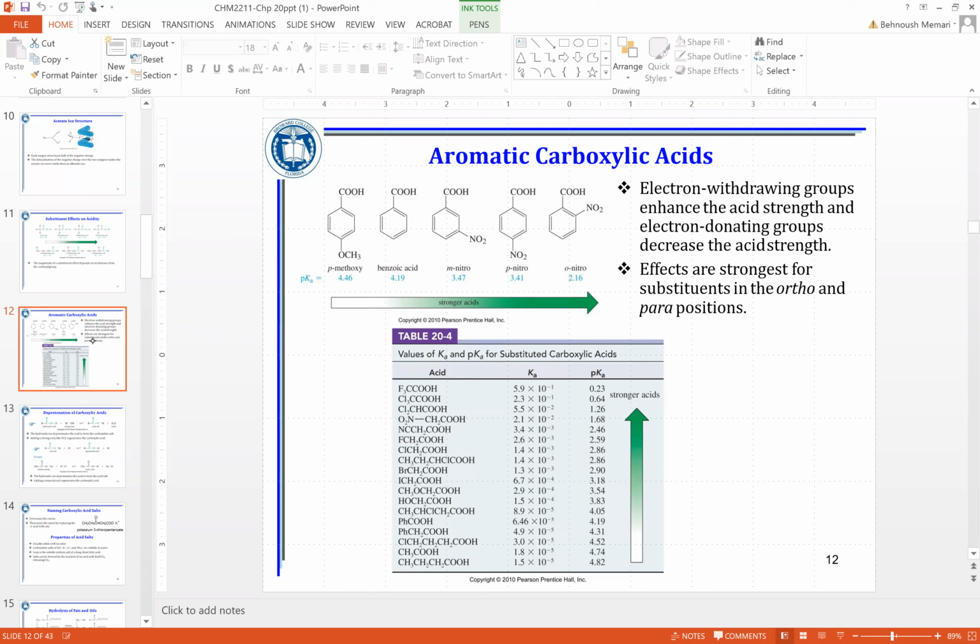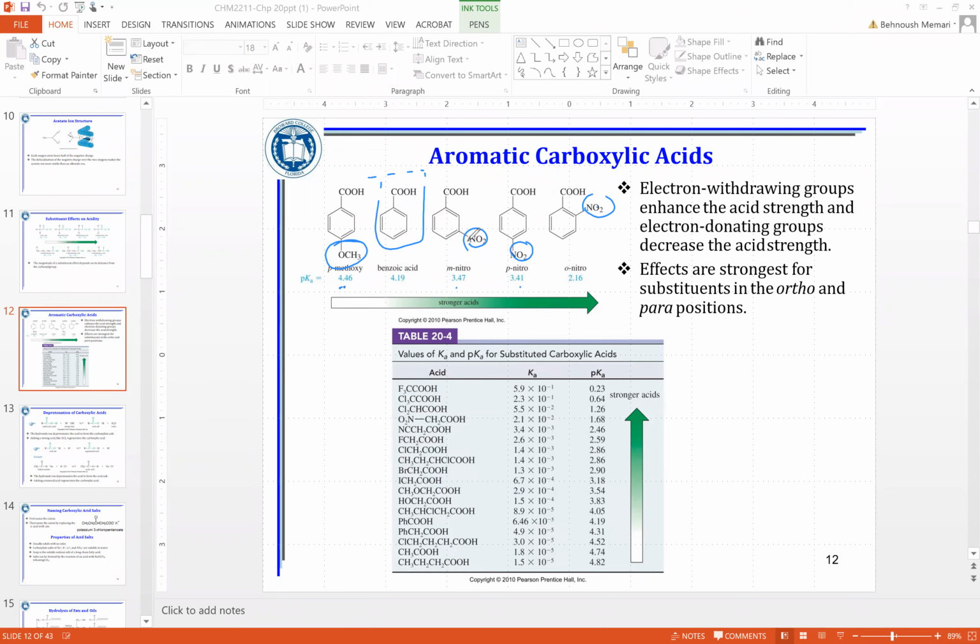For aromatic carboxylic acids, aromatic acids, an electron withdrawing group would increase the acidity. An electron donor group is going to lower the acidity, and you can use benzoic acid as a base and compare everything else. This is an electron donor group, so acidity decreased. Okay, electron withdrawing, electron withdrawing, electron withdrawing. And for all three cases you have NO2 as the electron withdrawing group, but the numbers are different.